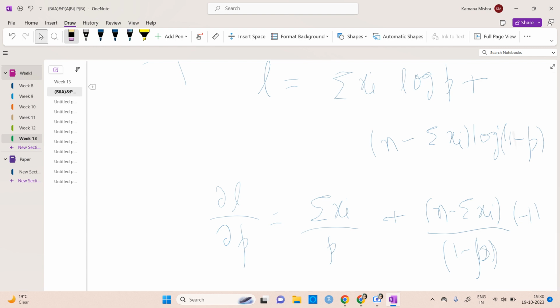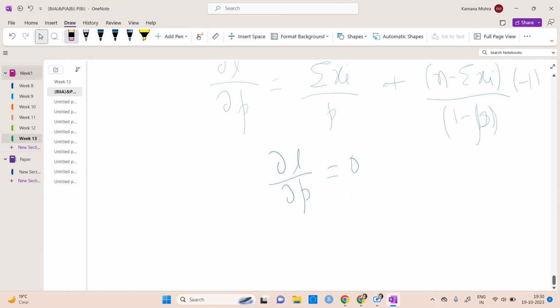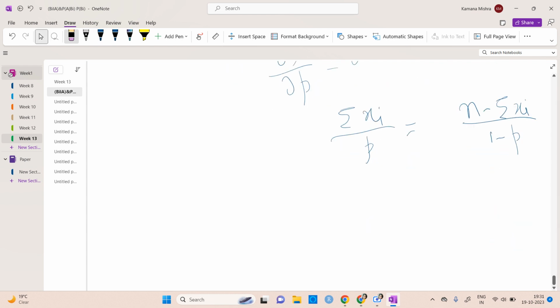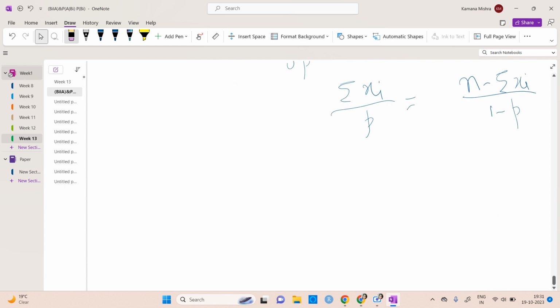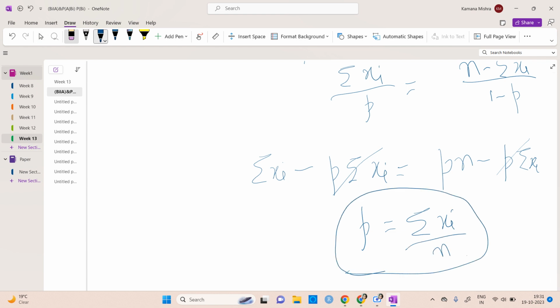Now the next step we do here is make del l by del p equal to 0. So summation xi by p is equal to n minus summation xi divided by 1 minus p. Now we can do the cross multiplication: summation xi minus p summation xi would be equal to pn minus p summation xi. So this one would cancel out, and p would be summation xi by n. So this is our p.